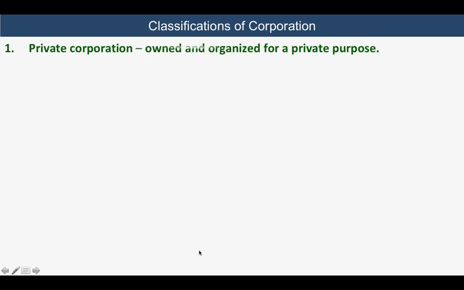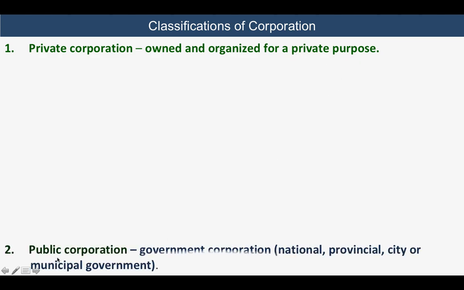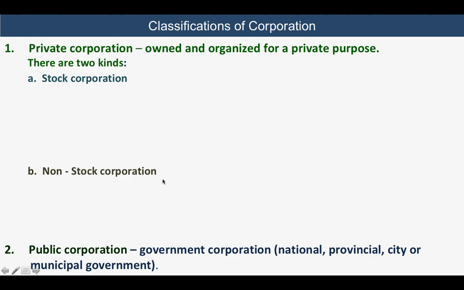In general, a corporation is classified as a private corporation, which is owned and organized for a private purpose, or a public corporation. These are government corporations. It can be a national, provincial, city, or municipal government. Under private corporation, there are two kinds. The first one is the stock corporation, and the other one is the non-stock corporation.